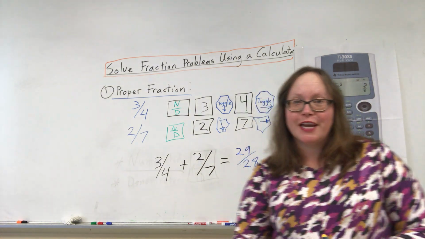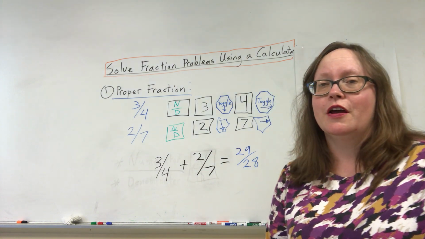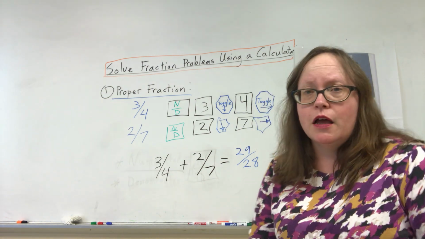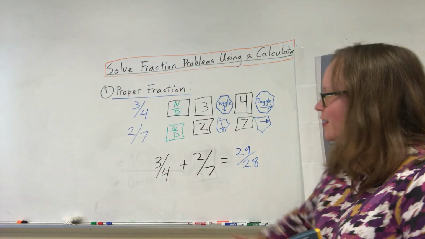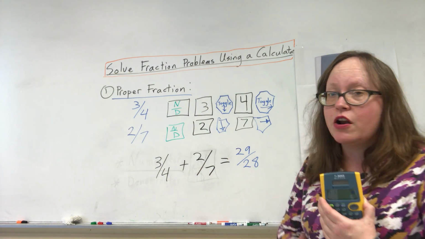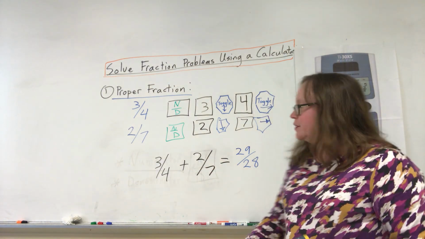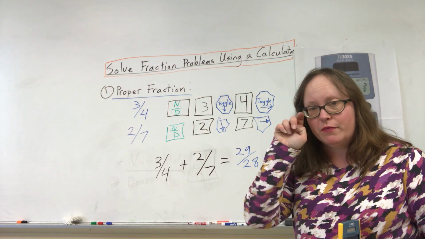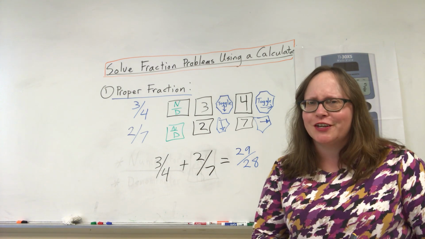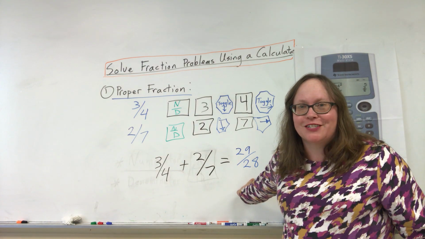Now I know some of you are saying, oh, but Lisa, I can do that on paper. That's true, you can. Remember, the strongest computer on earth is here, your mind. But this was faster, wasn't it? So 3/4 plus 2/7, when I enter it into the calculator, it automatically finds the common denominator for 4 and 7 and solves it to 29 over 28. I know what you're thinking. You're like, but Lisa, that is not a proper fraction. That is correct. The answer is an improper fraction.